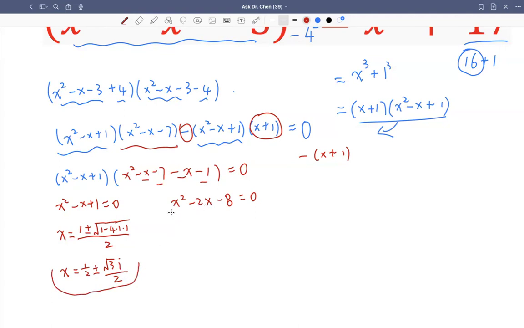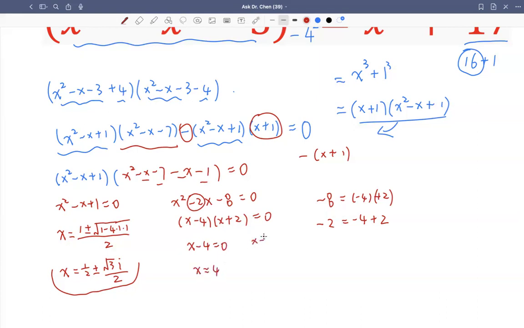And this one we see we can factor, right? We can factor as x minus 4 times x plus 2, because negative 8 equals negative 4 multiplied by positive 2. And the middle term, the coefficient of x, negative 2, equals negative 4 plus 2. That's why we can factor as x minus 4 times x plus 2. Use the zero property again. So we get 4 as a solution, and we get negative 2 as another solution.